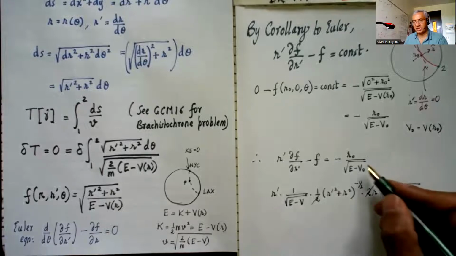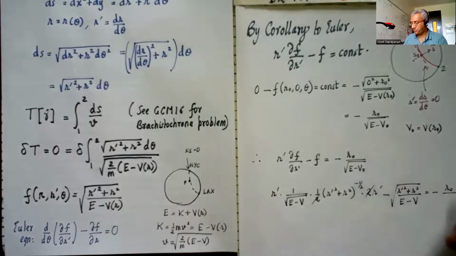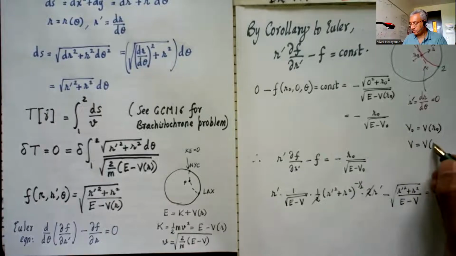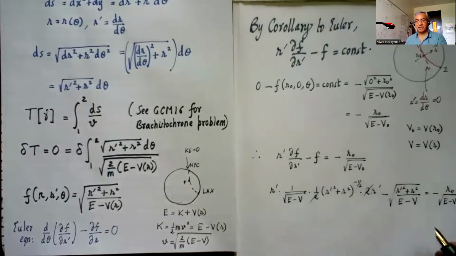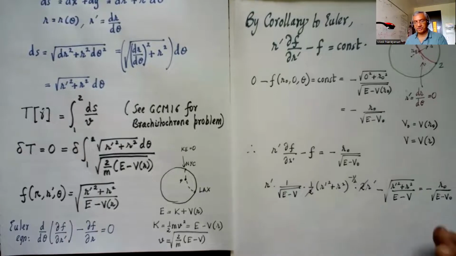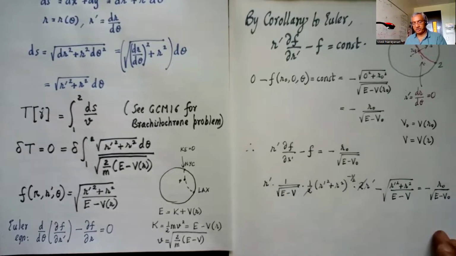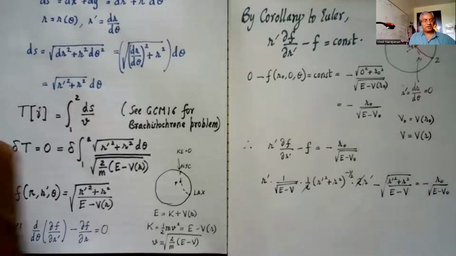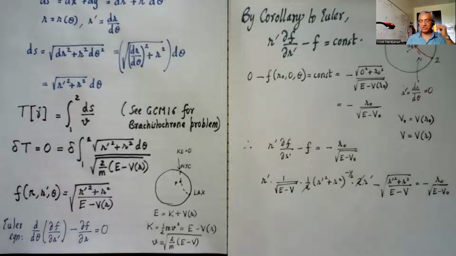And all that is equal to the right-hand side, which is r naught over root e minus v naught. Now, if I don't write anything, then v is simply to be assumed as a function of r. Right now, it's a good idea to solve this entire problem for an arbitrary potential, because then you can work on any problem. You can work on the shortest path or shortest time, also known as the brachistochrone, for any potential.